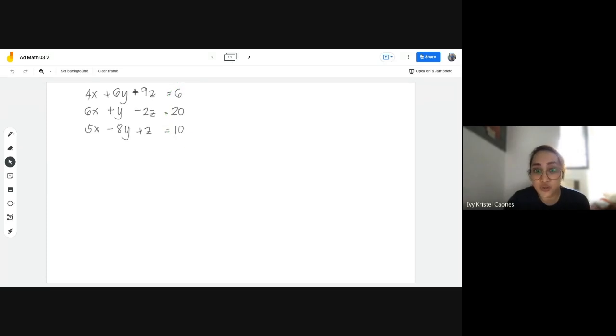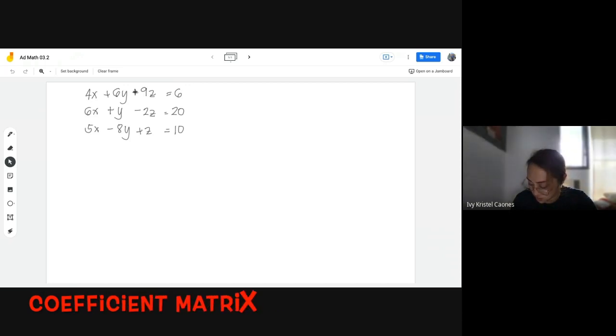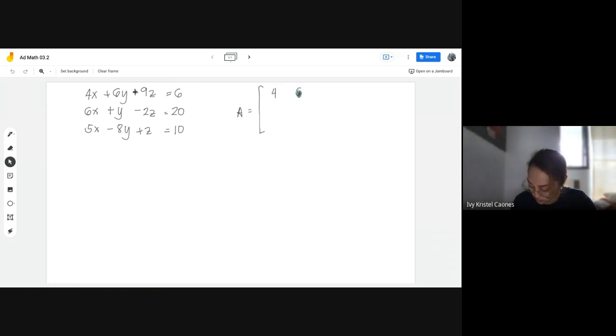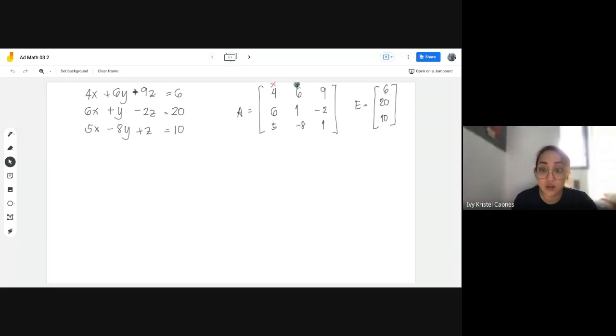If in case you have equations that are interchanged, you have to reevaluate the equation, summing up all the same variables. Then kapag wala yung variable na yun, ibig sabihin 0 yun. So the main matrix of this will be 4, 6, and 9, 6, 1, and negative 2, then 5, negative 8, then 1. Then you will have a column matrix, let's say E, 6, 20, then 10. So this will be the column for X, column of Y, column for Z.